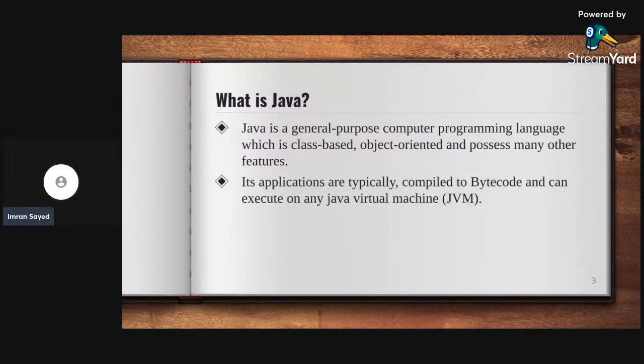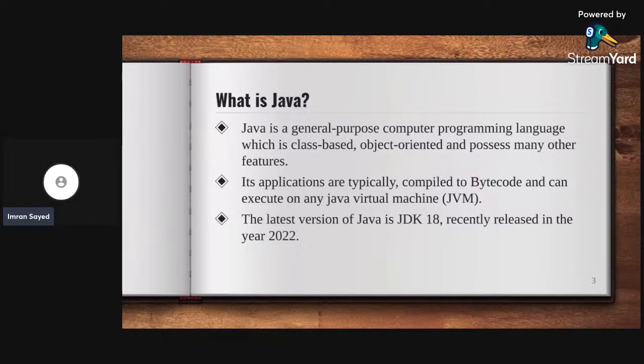Its applications are typically compiled to bytecode and can execute on any Java virtual machine, which is JVM. We will talk about JVM later in detail, but it's just a virtual machine which allows the bytecode to be executed. The latest version of Java is JDK 18, recently released in year 2022, which is this year. And I think the next version is going to be up in September.